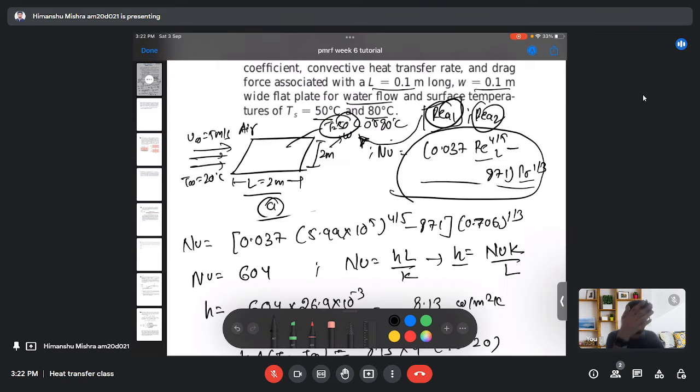Using a similar analysis, you can find the drag force and the heat transfer rate when the surface temperature is 80 degrees Celsius. You just need to find the drag force coefficient CF, which is a function of Reynolds number. Here you will substitute this value of Reynolds number. Then you will use the Nusselt number correlation for the mixed layer. Here also you will substitute this Reynolds number, and you will get the heat transfer coefficient H and Q, the heat transfer rate, when the surface temperature is 80 degrees Celsius. So it is a similar analysis, just with a different value of Reynolds number.